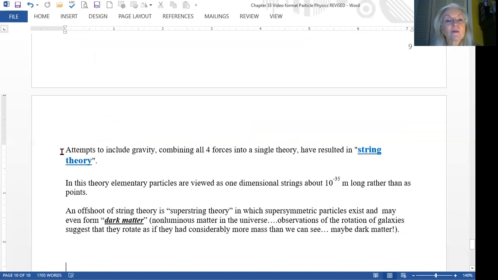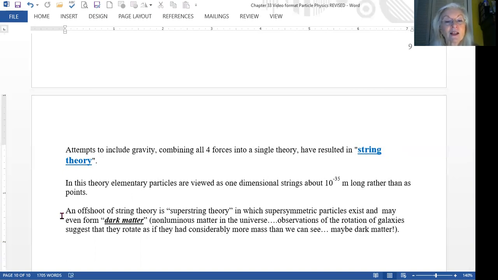So in an attempt to include gravity and combine all the forces into a single theory, we would have what's called string theory. In that theory, elementary particles are viewed as one-dimensional strings that are really short, rather than thinking of them as points. In the past, we would think of them as little pinpoints, but not in string theory. An offshoot of string theory is superstring theory, in which supersymmetric particles exist and may even form dark matter.